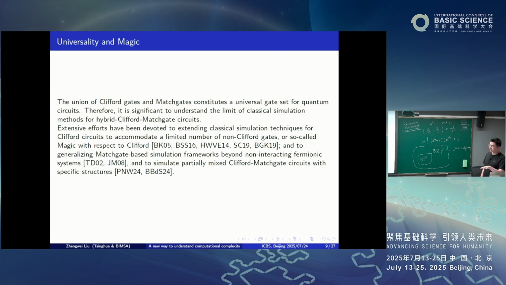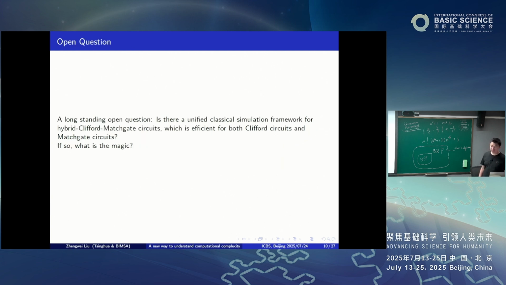So for matchgates, essentially if it's planar, it's easy to understand. If it's non-planar, then it's hard. But for quantum circuits, it's actually not that easy to characterize what non-planar means. There has been some mathematical study on that problem. So those are the essential two families.